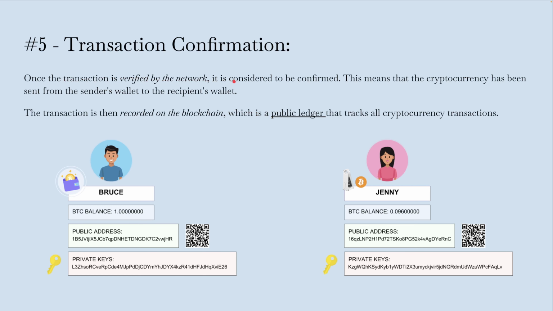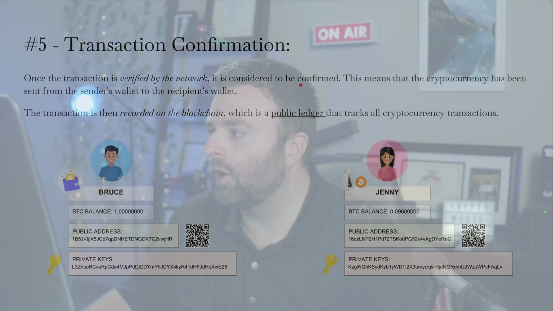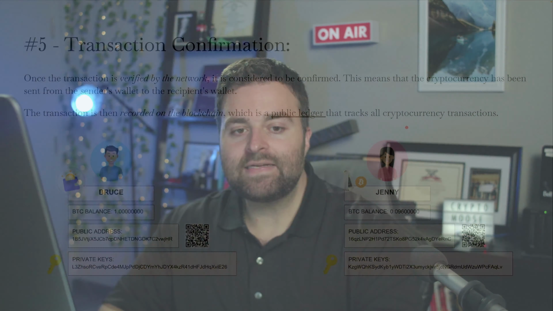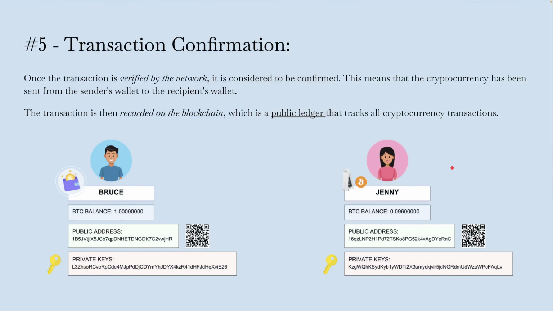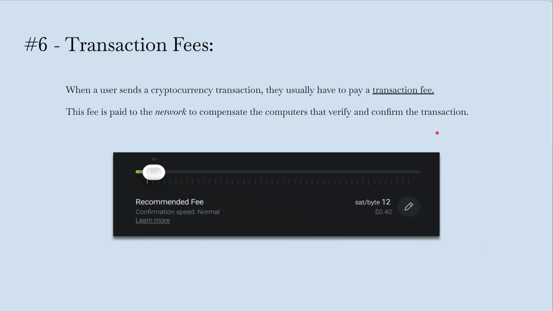Once the transaction is verified by the network, it is considered to be confirmed. That means the crypto has been sent from the sender's wallet to the recipient wallet. And anyone can participate in the Bitcoin network. All you need is an internet connection. So that's how you would send Bitcoin in this case. Same thing with Cardano, pretty much every other token that I know of.